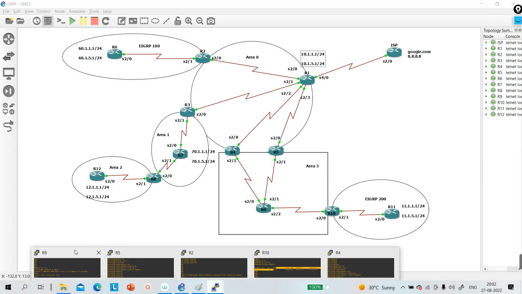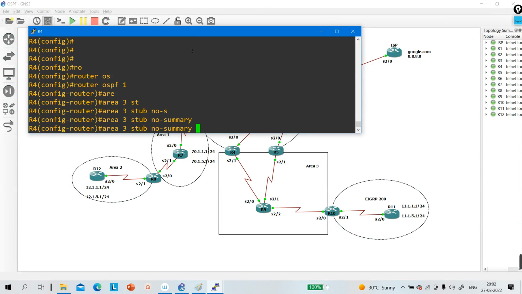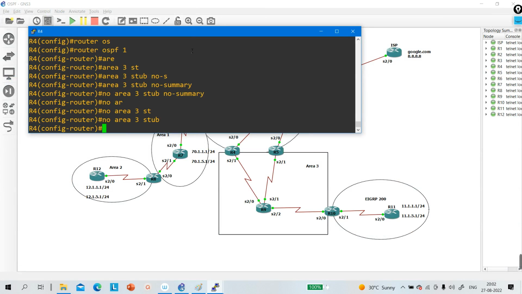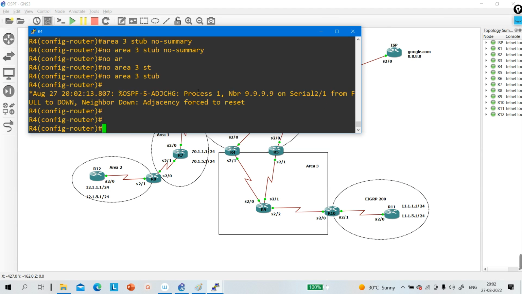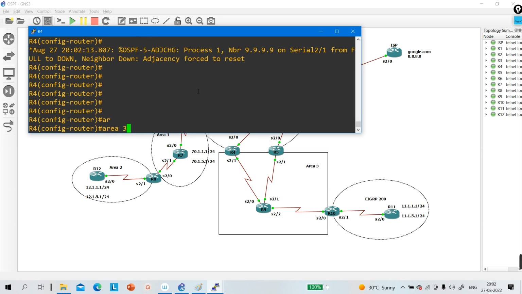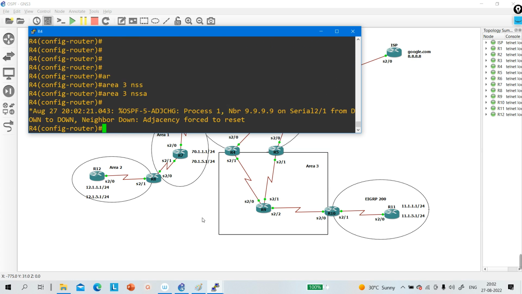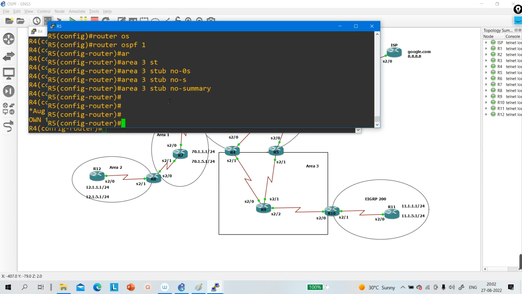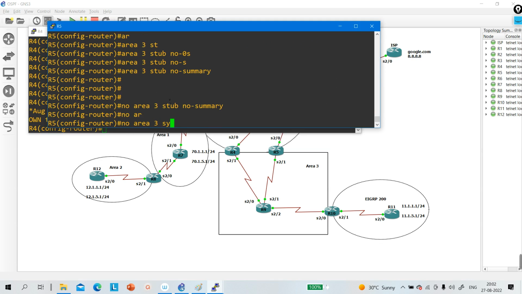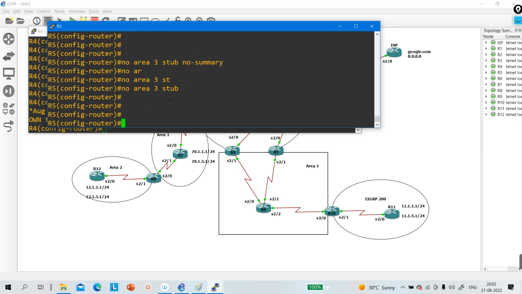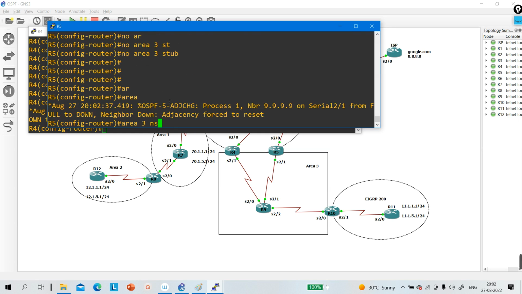So first of all, go to router number 4 and let me remove this command. No area 3 is stub. Go to router number 5 and let me configure area 3 NSSA. In the same way, go to router number 5 and let me remove this command first. No area 3 is stub, right? And area 3 is NSSA.